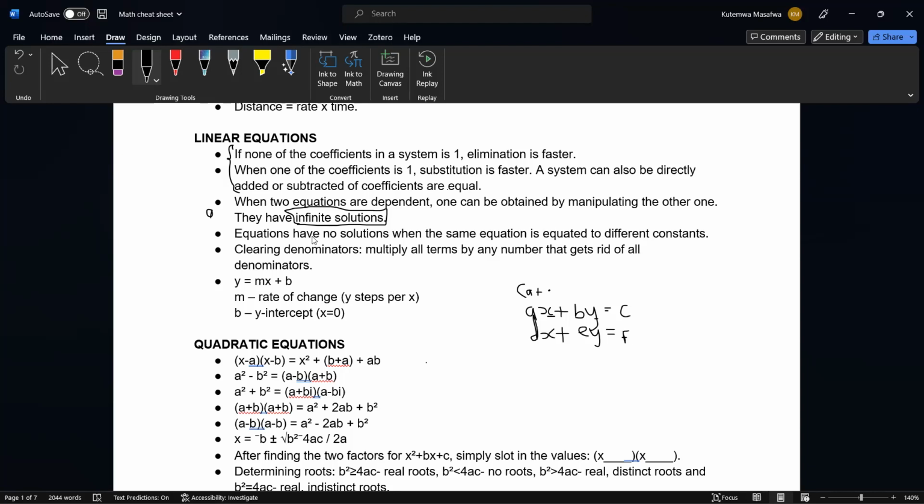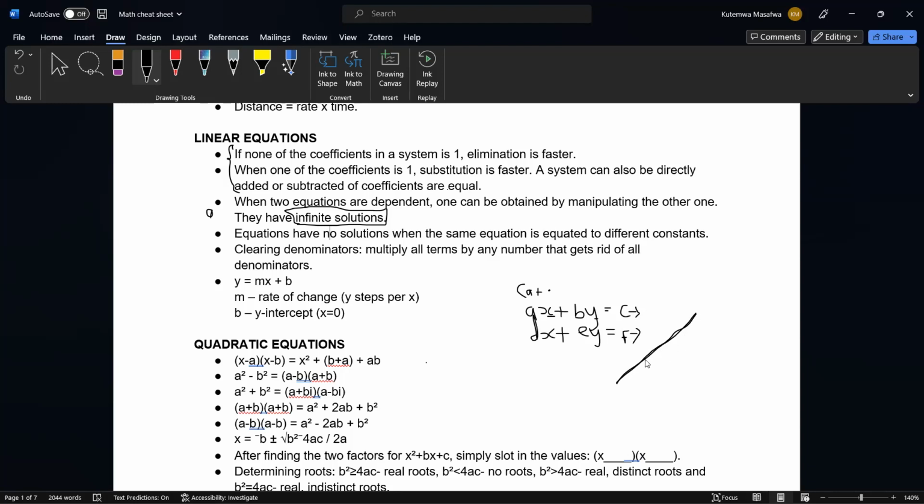Okay, so if you have a system that has infinite solutions, it means that you have the same line, right? It means that every point on this line is also on this line. So basically, it's like having two lines drawn over each other. And I'm starting this way because I just want you to understand what they mean by infinite solutions, right?